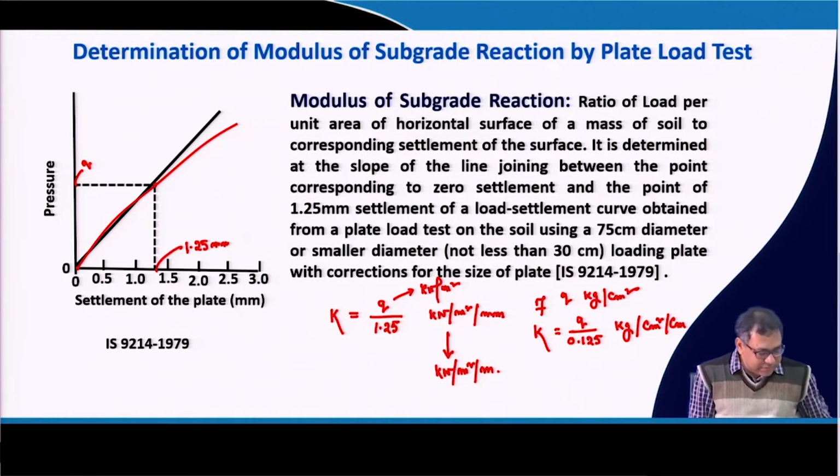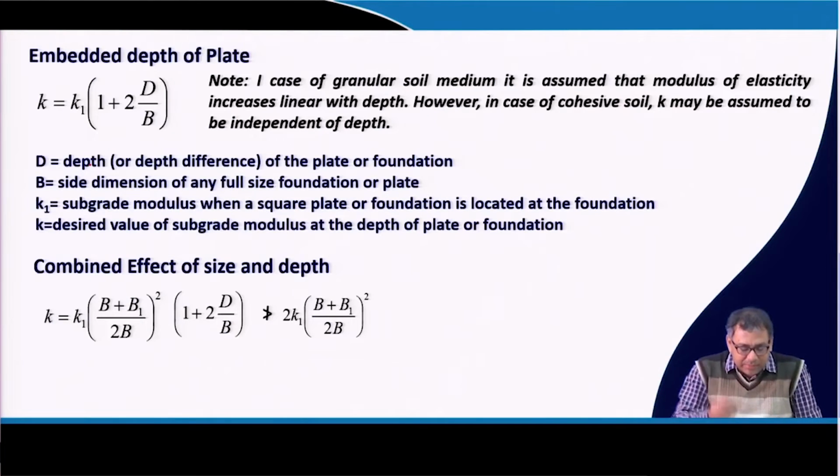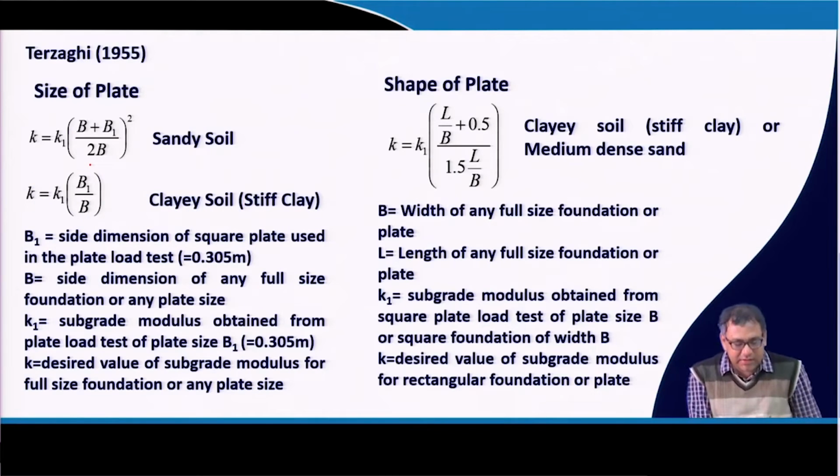So, what are those corrections? There are a number of corrections you have to apply once you get the k value. Those corrections are size of plate, shape of plate, and the depth of plate. So, these are the three corrections generally we have to apply. So, Terzaghi suggested in 1955 that for sandy soil, this k is the modulus that you want to determine for any plate size or foundation. Okay. And K1 is the modulus of subgrade reaction that you have determined for a particular plate.